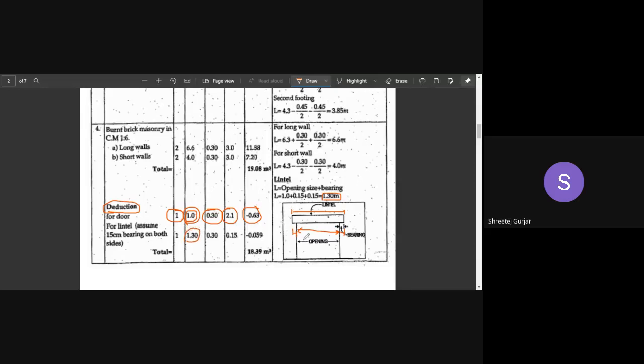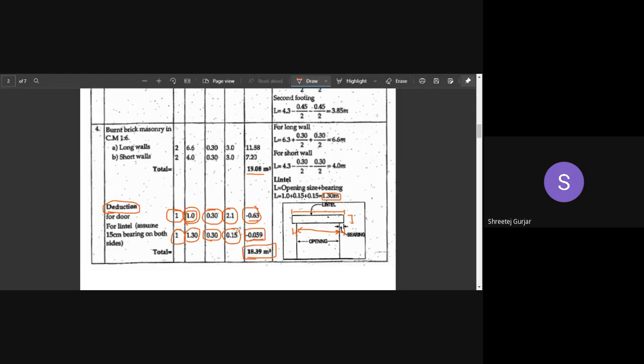Since it is only one door, only one lintel is provided. The thickness is the wall thickness itself, 0.3, and usually the height that you provide is 0.15, a standard thing. Multiplying these four values, we get 0.059. From 19.08, we reduce 0.63 and 0.059, and we get the exact amount of brickwork, that is 18.39.